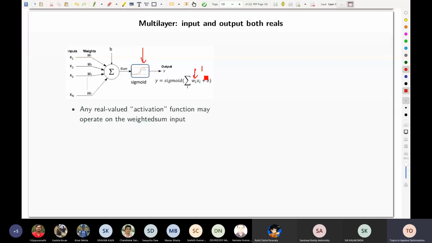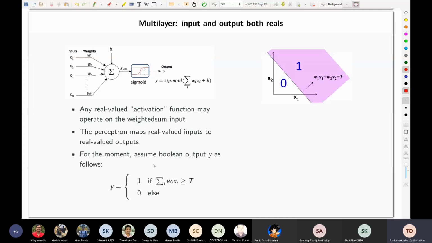Because weights are now allowed to be real, the x_i are allowed to be real, the bias is allowed to be real, it can operate on any weighted sum. The perceptron maps real valued inputs to real valued output. Obviously, for the moment, assume the Boolean output y as follows. So this is one way to decide the output, and we can also define output via our original threshold technique. We can set some value t, and then whenever the linear combination is greater than that threshold value, the output is 1, otherwise it's 0.